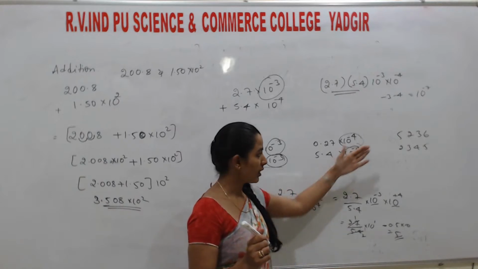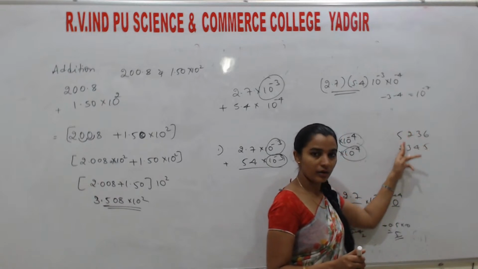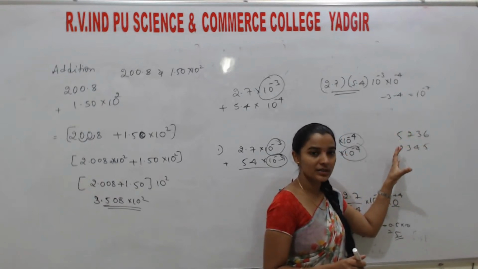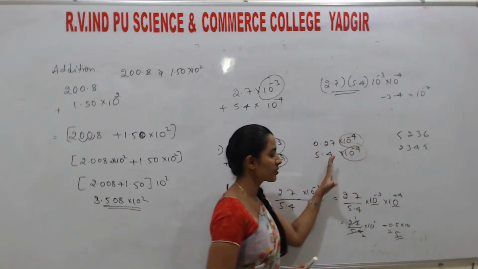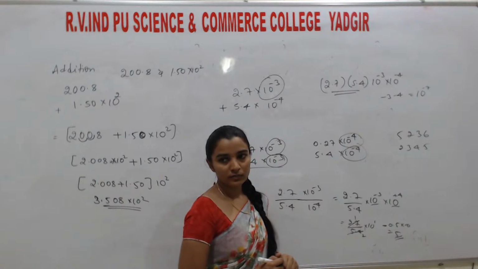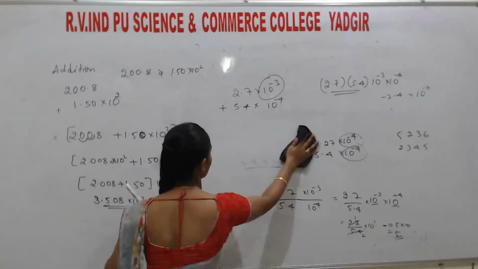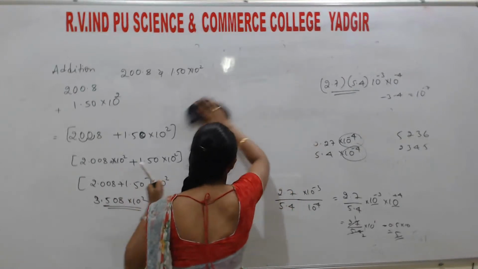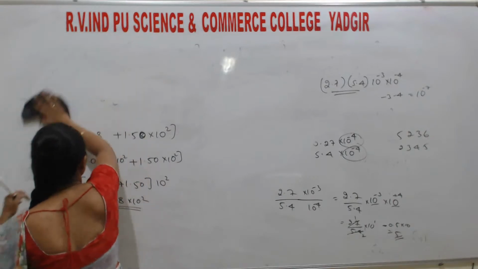Understood? For addition also same, always unit place, 10, 100, 1000 places. Same places to be added, same places to be subtracted, right? So that's why the powers must be same. For multiplication, we don't bother. Okay? So this is all about the addition, subtraction, multiplication and division in scientific notation.